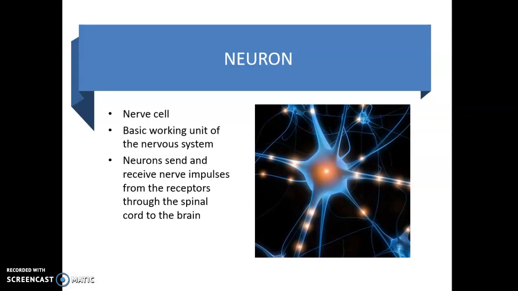Neuron is the basic working unit of the nervous system. A neuron is the nerve cells. Neuron's job is to send and receive nerve impulses from receptors through the spinal cord to the brain.